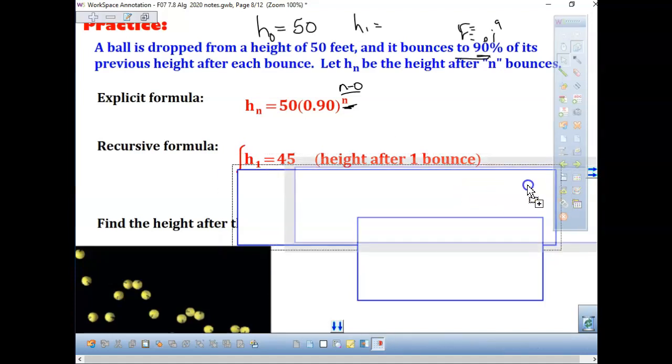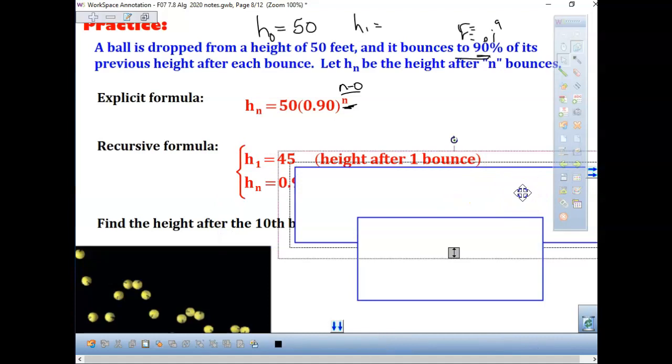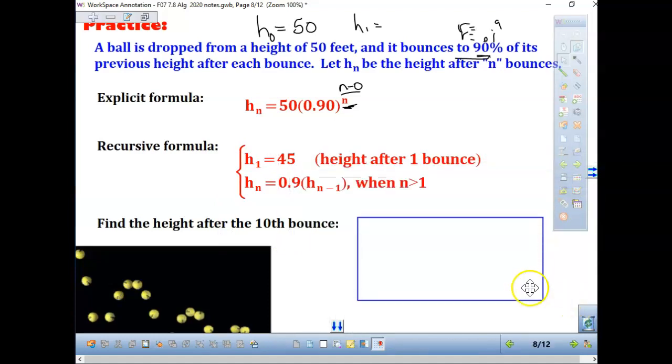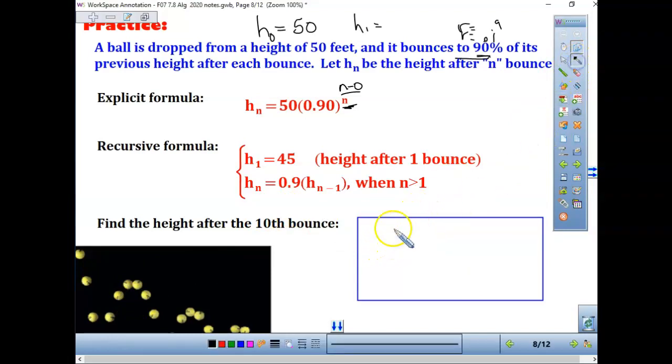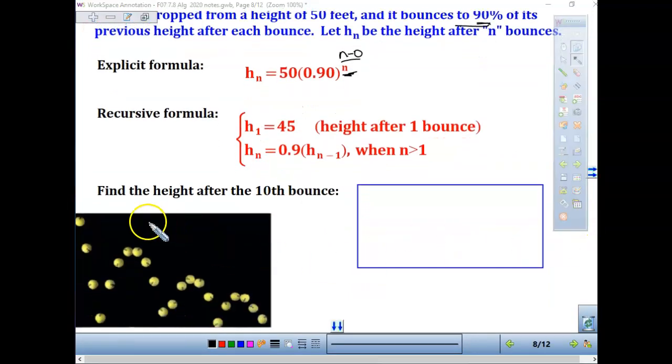H to the n is going to be equal to, what are we multiplying by? 0.9 times h to the n minus 1, when n is greater than 1. You are now asked to find g to the 10. So think of this picture down here. It started up here, and then it's here, and now it's here, and the ball's bouncing. So after 10 of them, if it keeps going, we are going to find g to the 10.